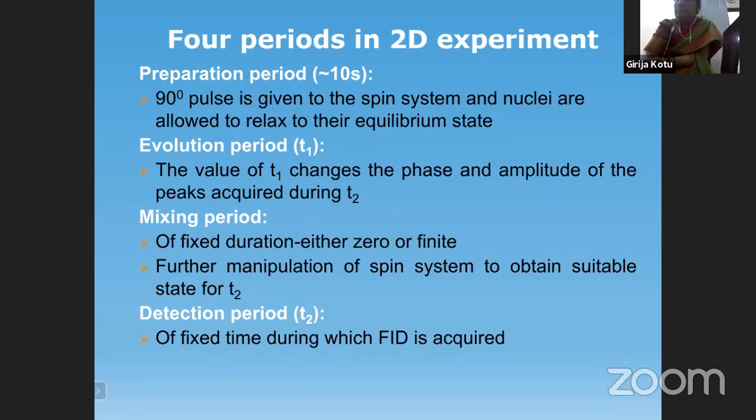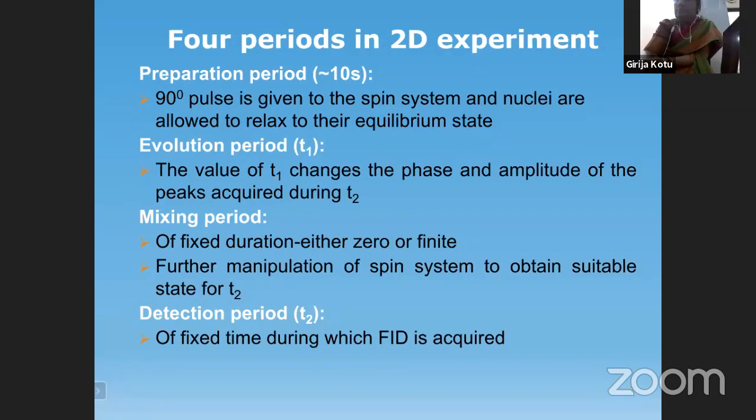So again, as I said, there are 3 or 4 periods. The periods present in a 2D NMR experiment are, first, preparation, which is approximately 10 seconds, wherein a 90-degree pulse is given to the spin system and the nuclei are allowed to relax to their equilibrium state, so that excess population is maintained at the ground level and the signal is seen with more intensity. So normally when a 90-degree pulse is given, the signal is seen with more intensity.